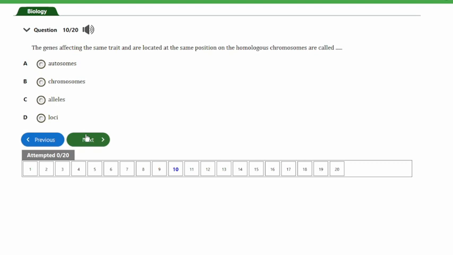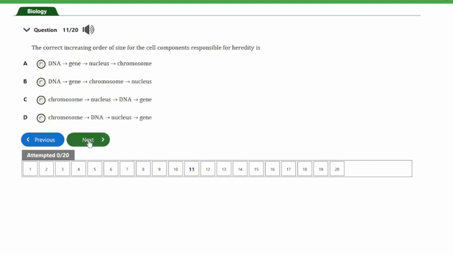They are located at the same position on the homologous chromosome. For instance, somebody can have the allele for tallness, that's TT. It can be capital T, capital T, capital T and lowercase t, or lowercase t, lowercase t. So guys, that's allele. So let's look at the next question, and that's question number 11.